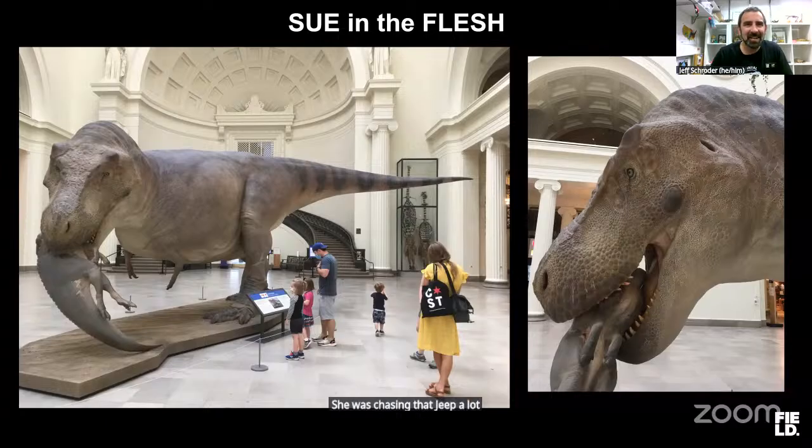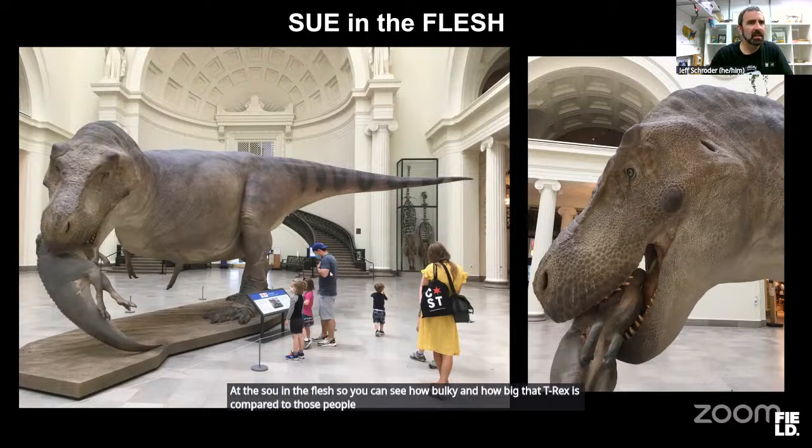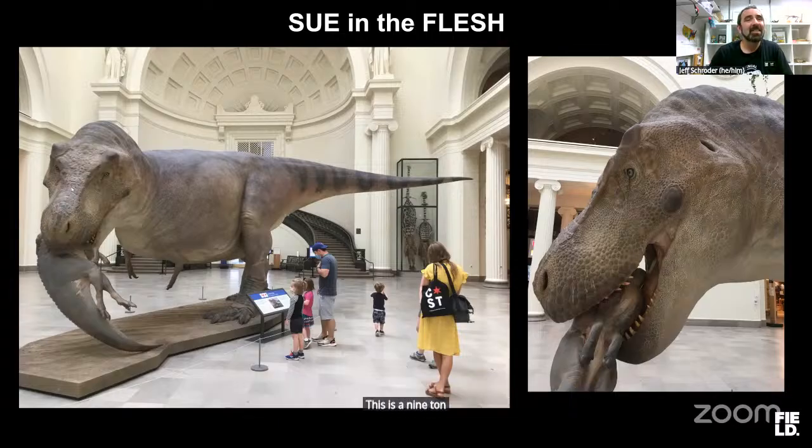So yeah, let's take a quick look at the Sue in the flesh. So you can see how bulky and how big that T-Rex is compared to those people, compared to that little duckbill dinosaur in its mouth. This is a 9-ton beast. So Sue was at the top, but it still was not an easy life for Sue. We're going to talk next about Sue's hard life. But before that, that's right, we got some trivia coming your way.